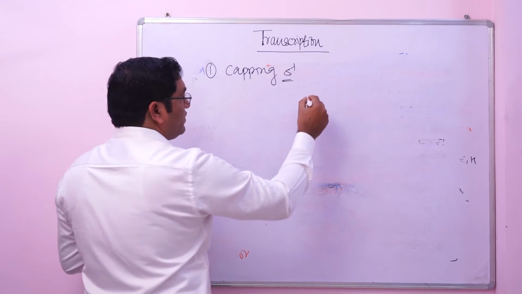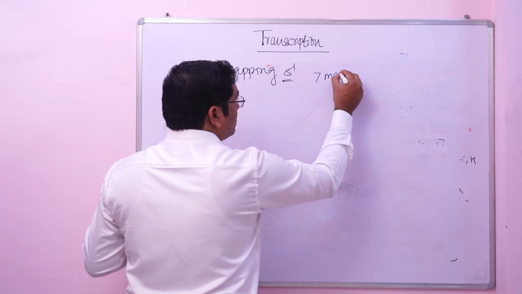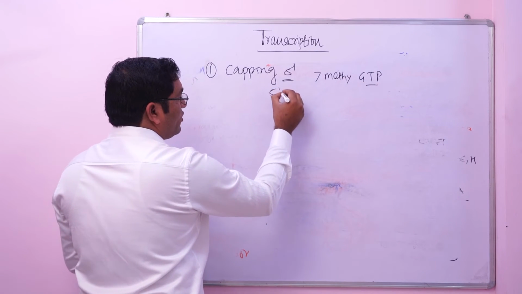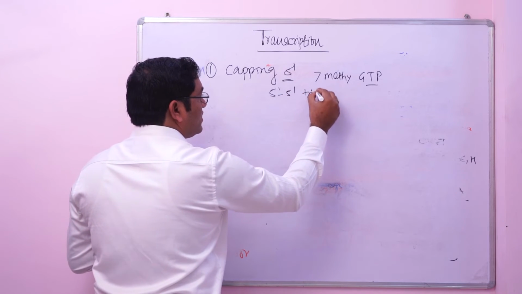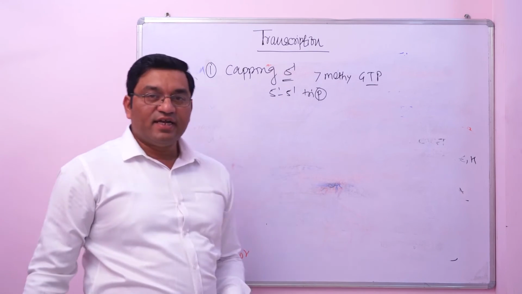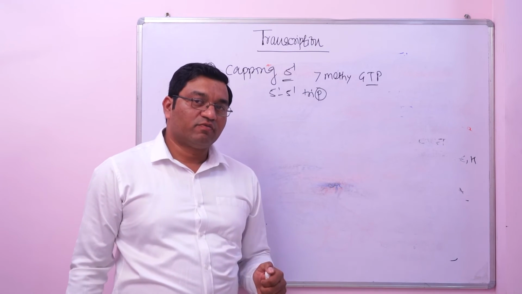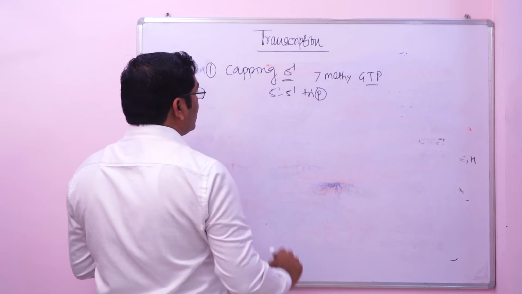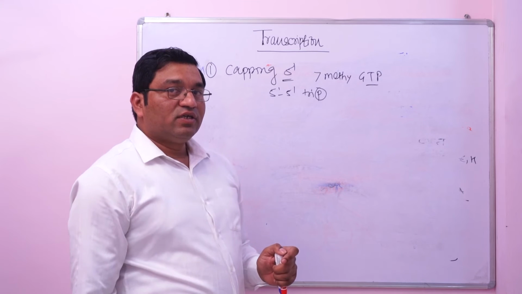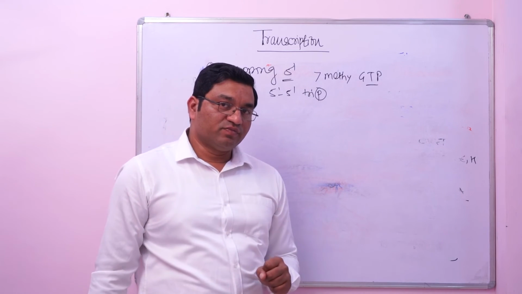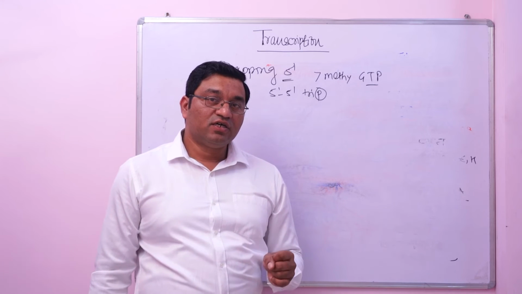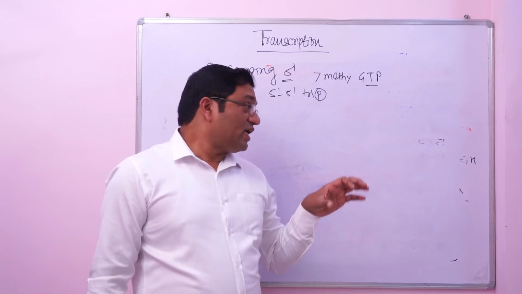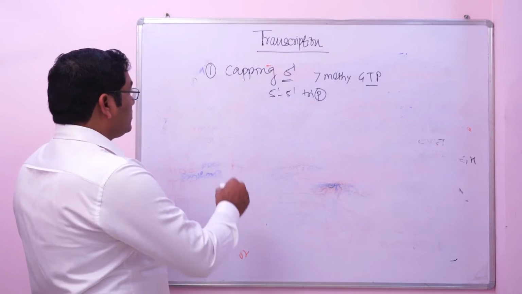5' capping is with 7-methyl guanosine triphosphate, and an unusual 5' triphosphate linkage is there. So this protects the RNA from nuclease attack by 5' exonuclease. It is also important in the initiation of protein synthesis. There is one factor known as cap binding factor that attaches at this region. Okay, so this is the first.